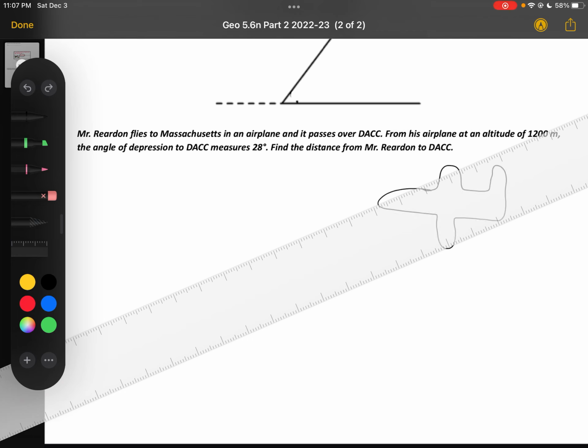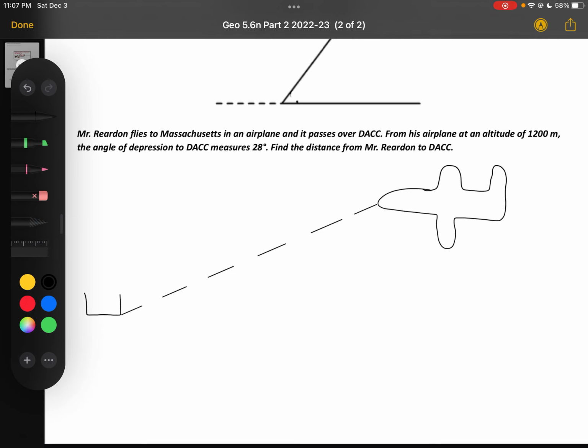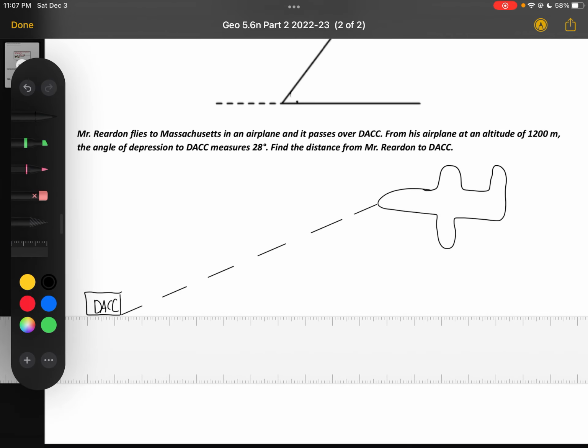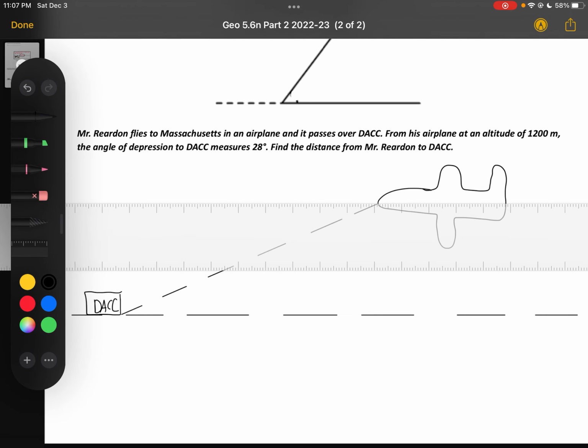So that's our 23 degree angle line. So drawing this all the way down to the ground is what's going to give us DACC. So now we can place DACC on the ground, and we'll put a nice 0-degree flat ground here underneath our airplane, drawing this in.